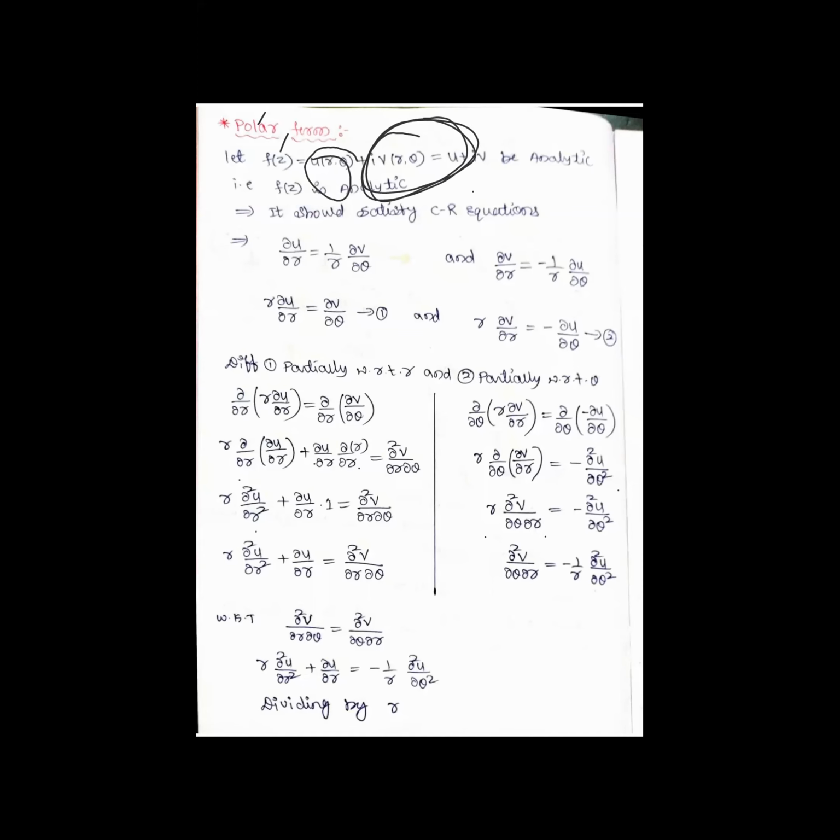For that, what you do is differentiate one with respect to theta, and two with respect to r. So you can show that the imaginary part of an analytic function is harmonic. Later you can conclude that therefore the real and imaginary parts of an analytic function are harmonic. Understood? I'll give everything in detail in the notes. Any doubts?